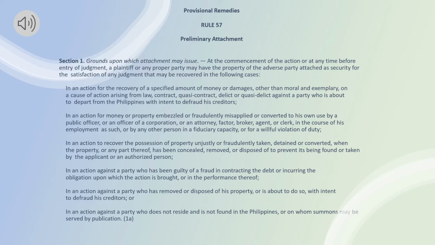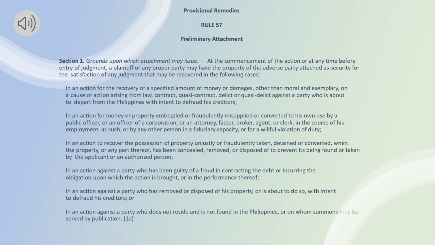At the commencement of the action or at any time before entry of judgment, a plaintiff or any proper party may have the property of the adverse party attached as security for the satisfaction of any judgment that may be recovered in the following cases. In an action for the recovery of a specified amount of money or damages, other than moral and exemplary, on a cause of action arising from law, contract, quasi-contract, delict or quasi-delict against a party who is about to depart from the Philippines with intent to defraud his creditors.